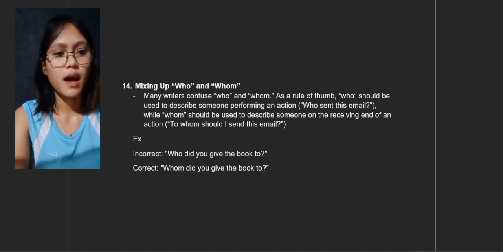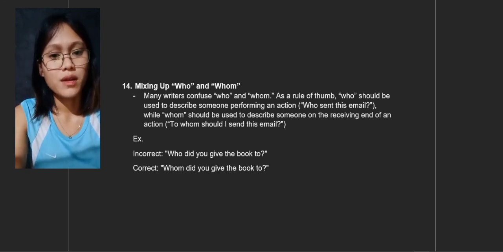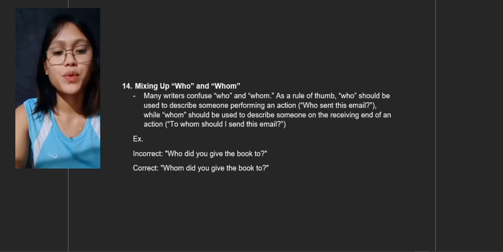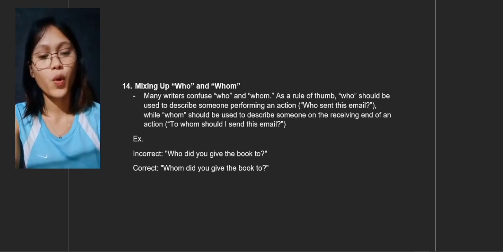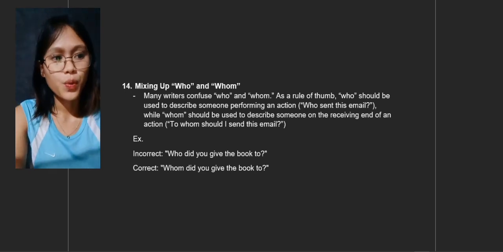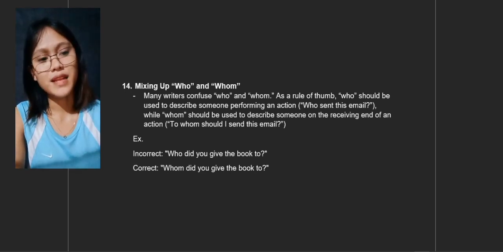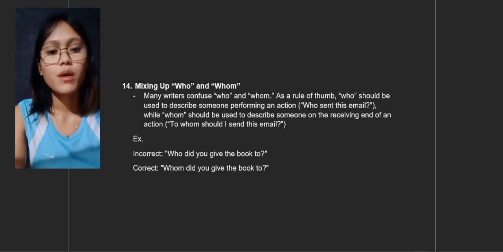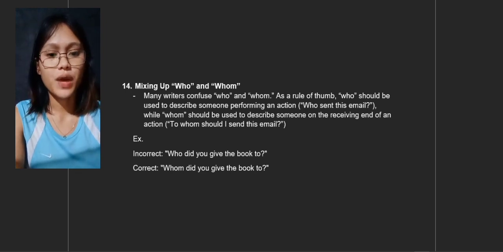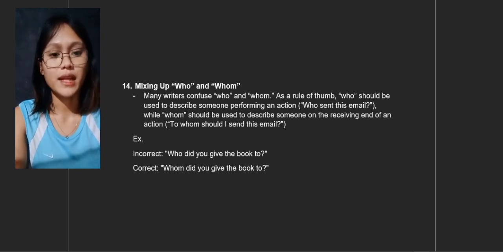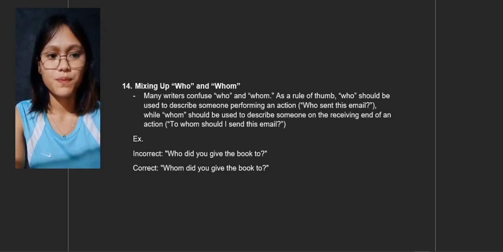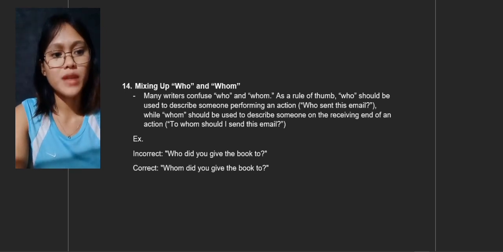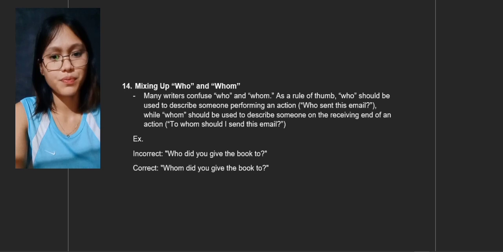Next is mixing up who and whom. So many are confused by the words who and whom. As a rule of thumb, who should be used to describe someone performing an action. Who sent this email? An example for that. While whom should be used to describe someone on the receiving end of an action. Example, to whom should I send this email?